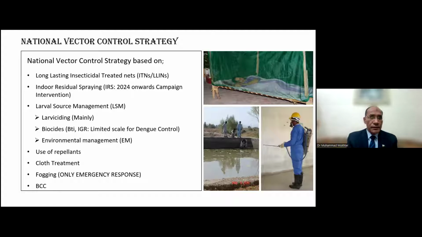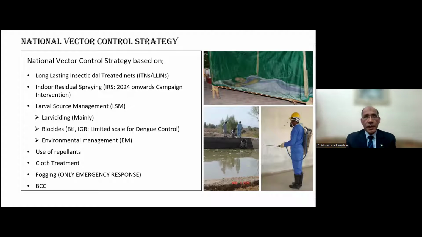The third pillar of the vector control strategy in the country is larval source management, which mainly covers larviciding, mainly based on chemicals. Then we are also promoting biocides, BTI, and insect growth regulators, which are currently mainly used for dengue control in Pakistan. Environmental management, use of repellents, and cloth treatments have also been included in our new strategic plan of vector control from 2024.